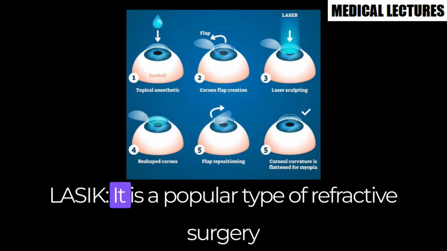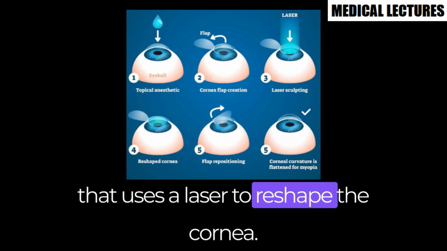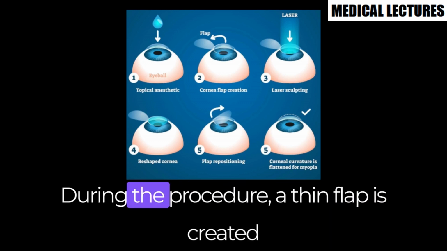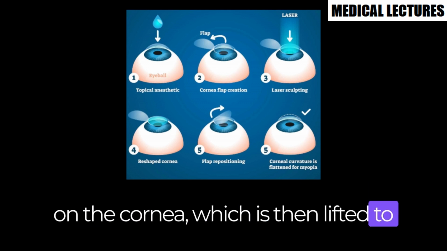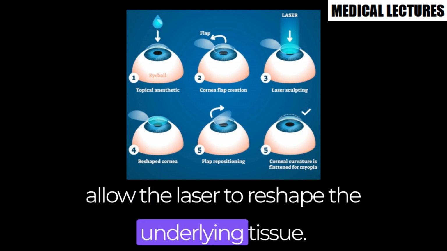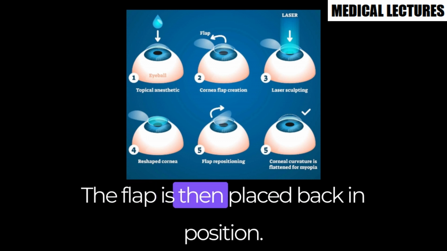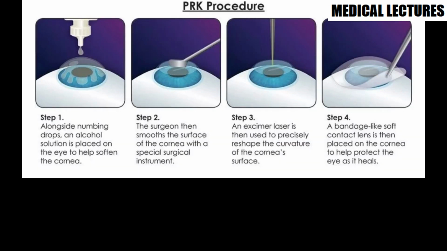LASIK. LASIK is a popular type of refractive surgery that uses a laser to reshape the cornea. During the procedure, a thin flap is created on the cornea, which is then lifted to allow the laser to reshape the underlying tissue. The flap is then placed back in position.